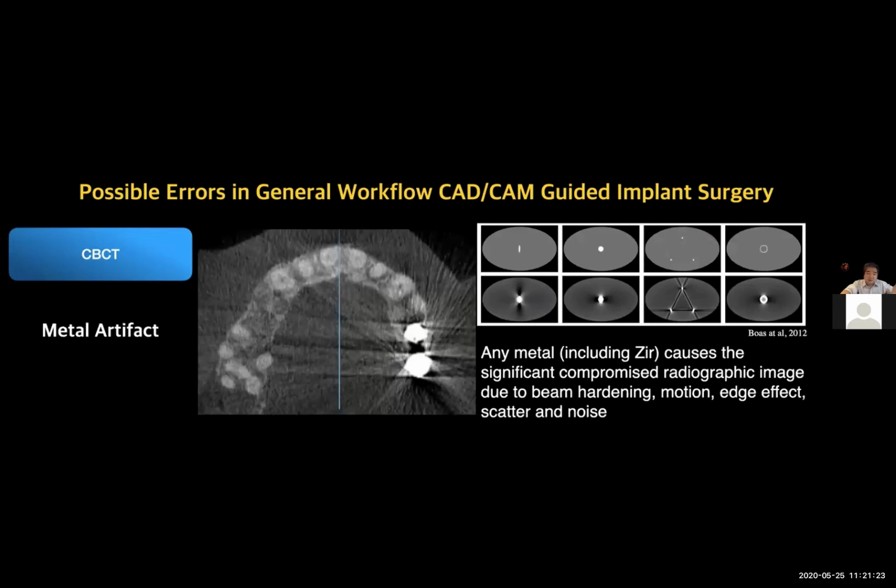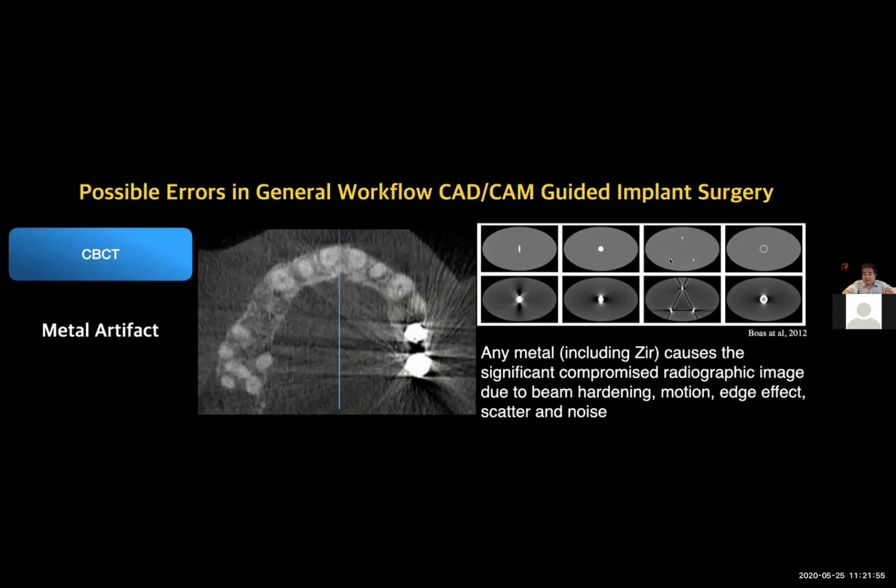The second thing is metal artifact. Nowadays, a lot of patients have restorations, veneers, and zirconia, and many patients also have existing implants. Whenever we use the CBCT for those patients, our X-ray photons hit the metal and zirconia, and they cause backscattering. As you can see over here, any metal, including zirconia, causes significant compromise of the radiographic image due to beam hardening, motion, edge effect, and scattering noise.